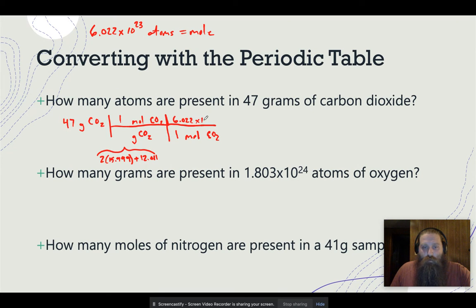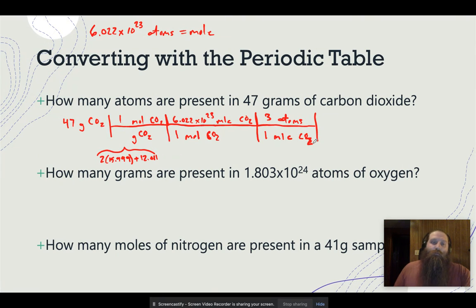6.022 times 10 to the 23rd molecules of CO2. And this is important, all right? You can't just go straight to atoms here because a molecule of CO2 is not the same thing as an atom of CO2. 1 molecule of CO2 has 3 atoms. How do I know that? Well, CO2: 1 carbon and 2 oxygens is a total of 3 atoms.